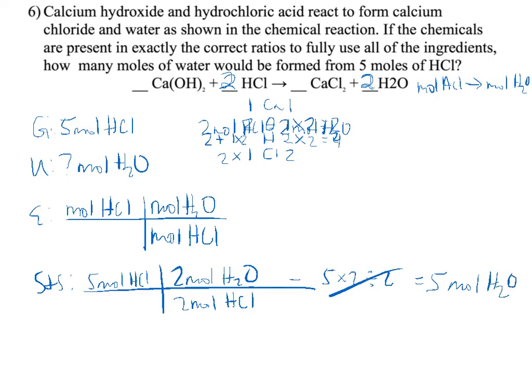And last thing is to look at our significant digits here. So if we look here, 5 only has 1 significant digit. And remember, our mole to mole ratios are exact, which means we need our answer to have 1. So this is the final answer for this problem.